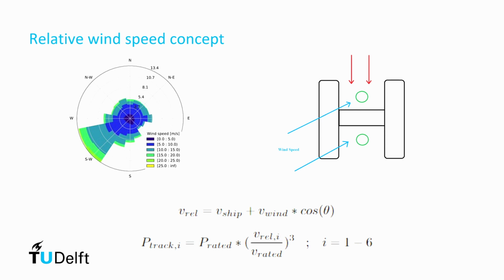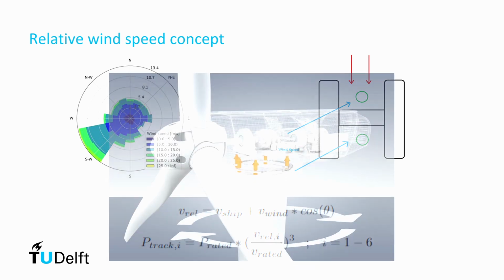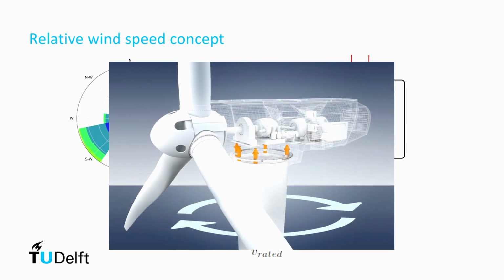And in case of some bad scenario, our wind turbine has a yaw system, which means we can change the direction of our wind turbine to align with the wind to have a higher generated power.